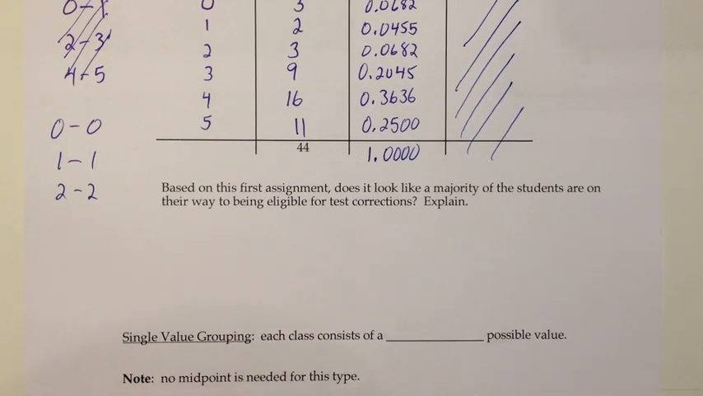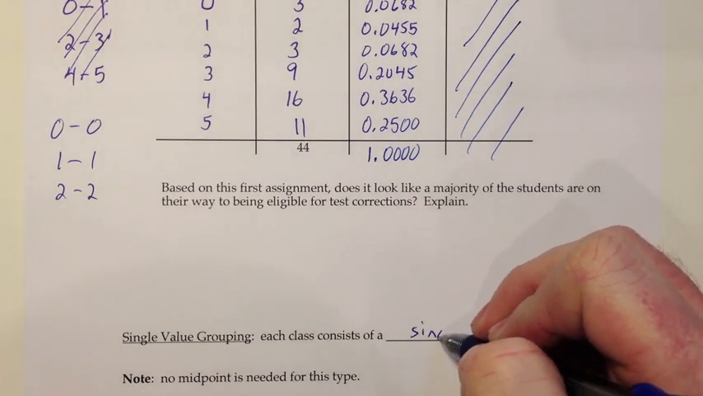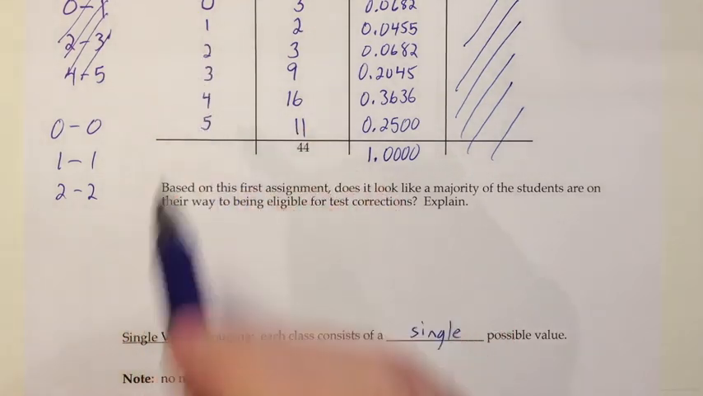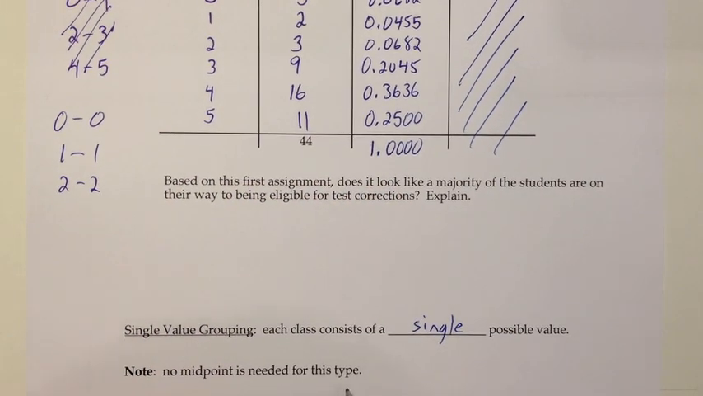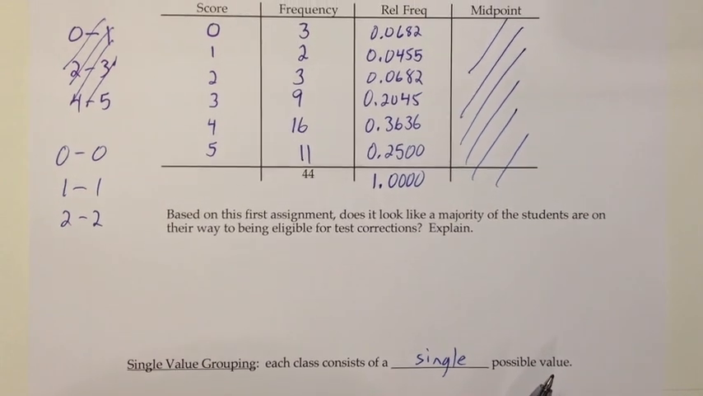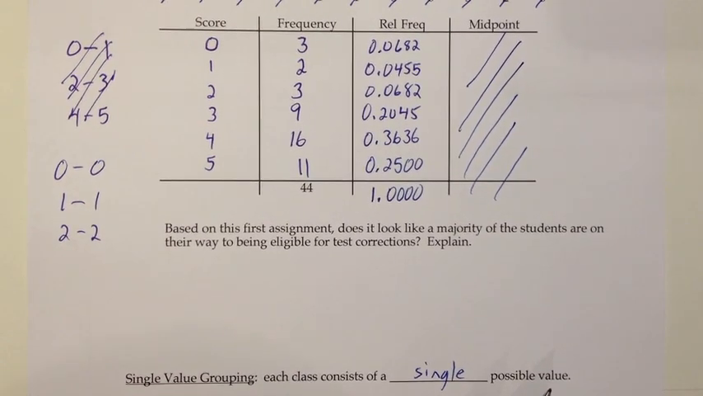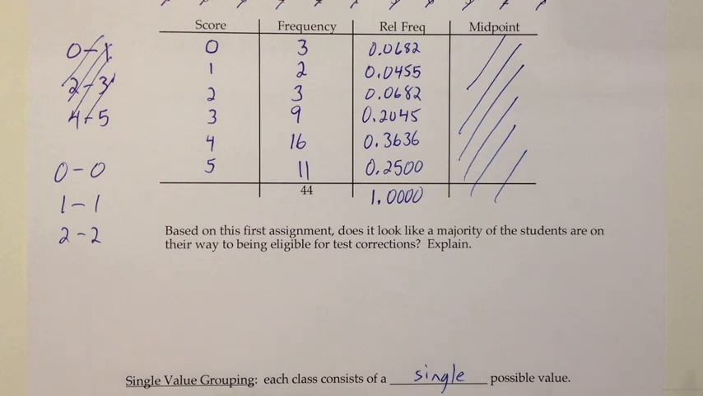For single value grouping, which is what this table is, each class consists of just a single possible value, so you just list what that value is instead of using a range. And when you do this type, no midpoint is needed. If you went back and looked at the definition of a group data table, it says it includes a midpoint if it's appropriate, but here there's no need for it, so it's not appropriate.